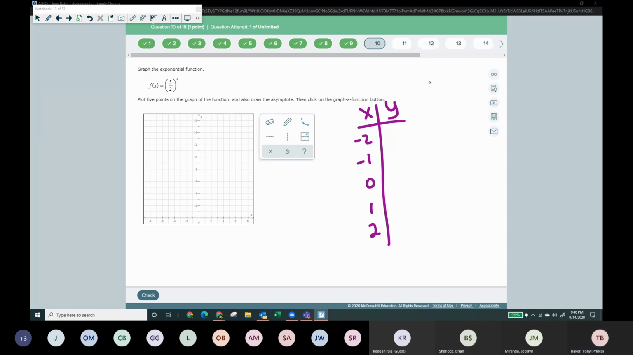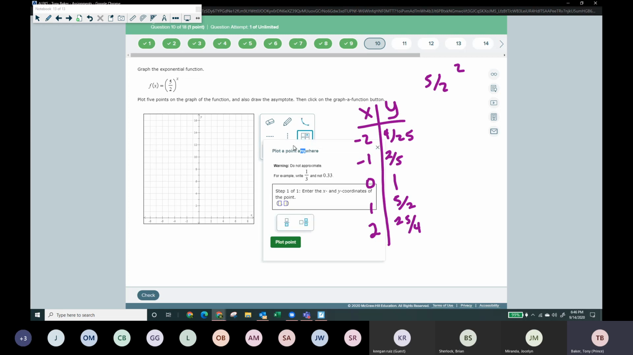So it's 5 over 2 to the second power, which is 25 over 4. 5 over 2 to the 0 is still 1. And then these flip it over, so it's 2 over 5 and 4 over 25. When you're graphing it, take those 5 points. Now, I would suggest not trying to use the pencil. Type the numbers in, especially considering we have fractions. And don't ever try to do these as decimals. Always leave them as fractions.